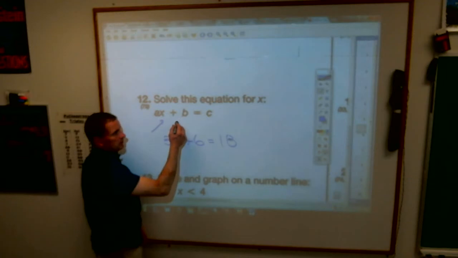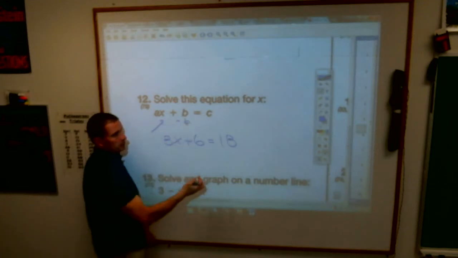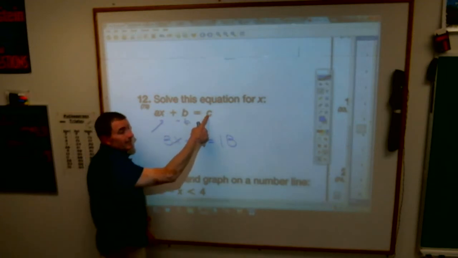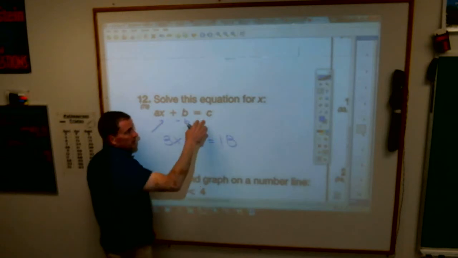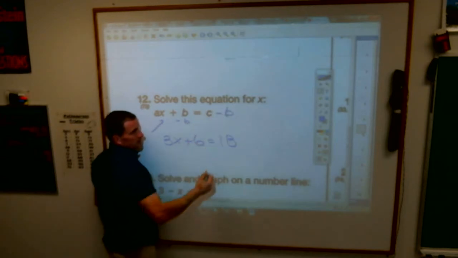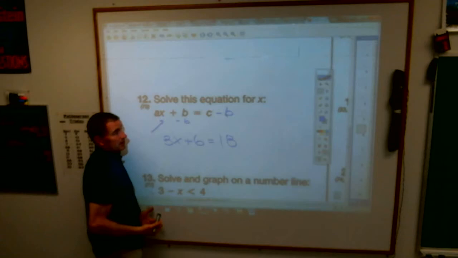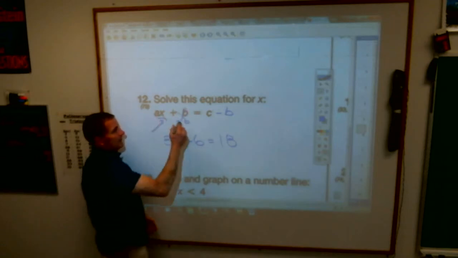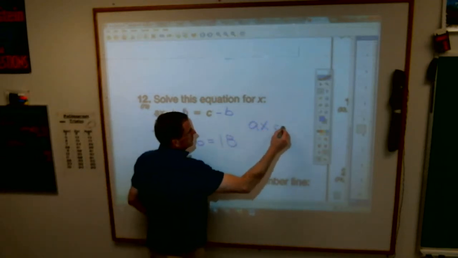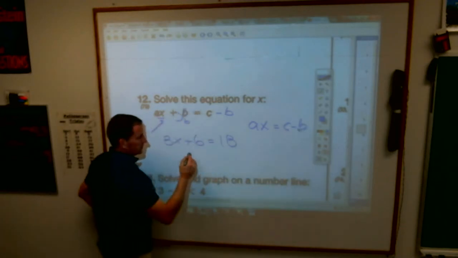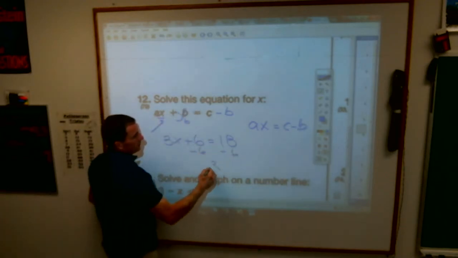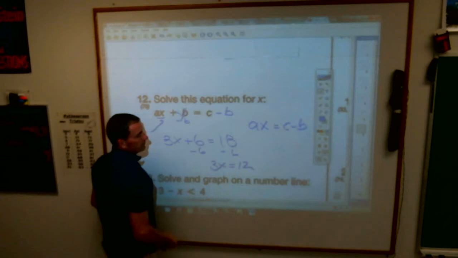Well, that's the same thing you do here. You have to subtract the b. The problem with this is c and b's don't go together. You can't actually do the physical subtraction. You just have to write the minus right next to it because you can't put them together. So now you're left with ax equals c minus b. Just like here, you were left with 3x equals 12.